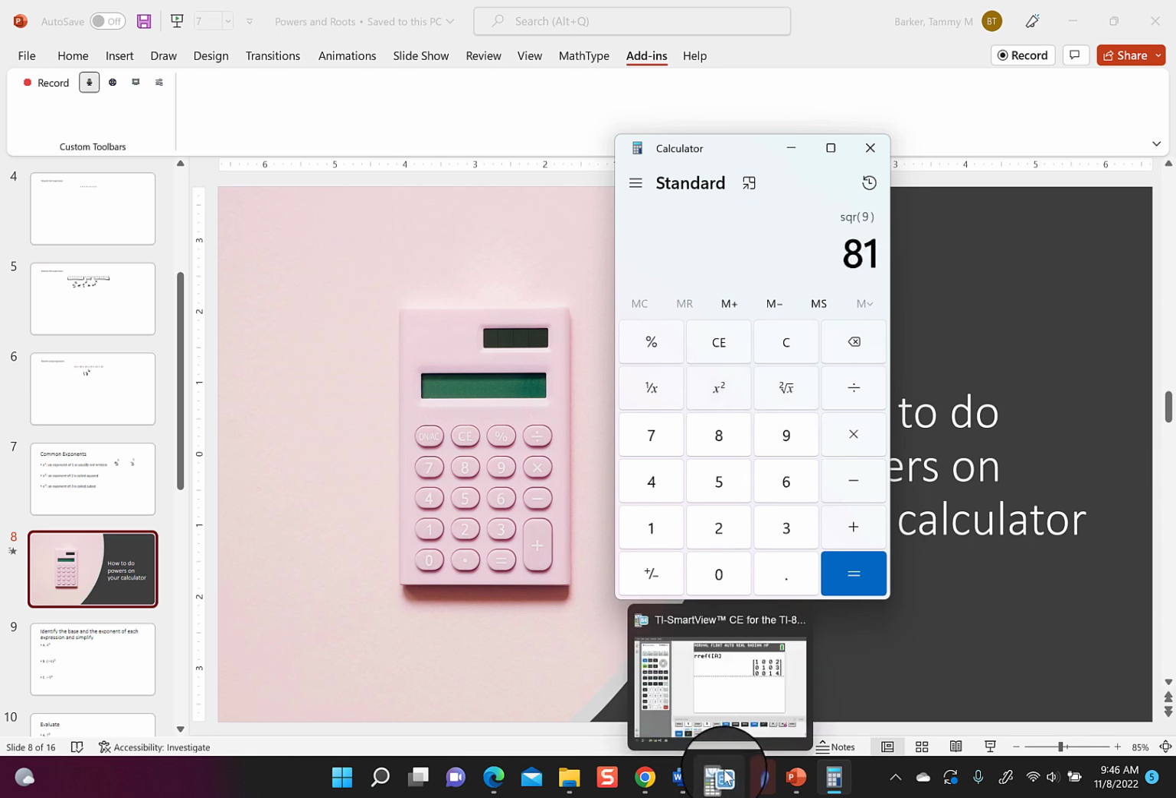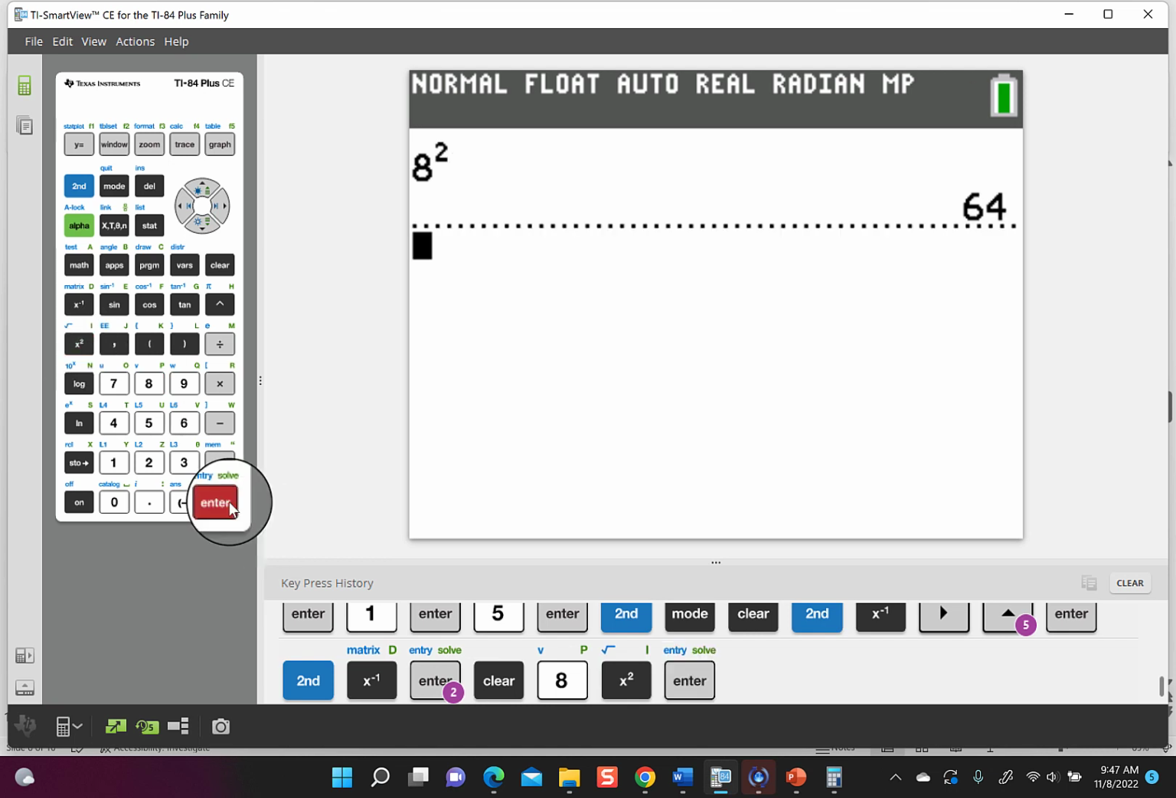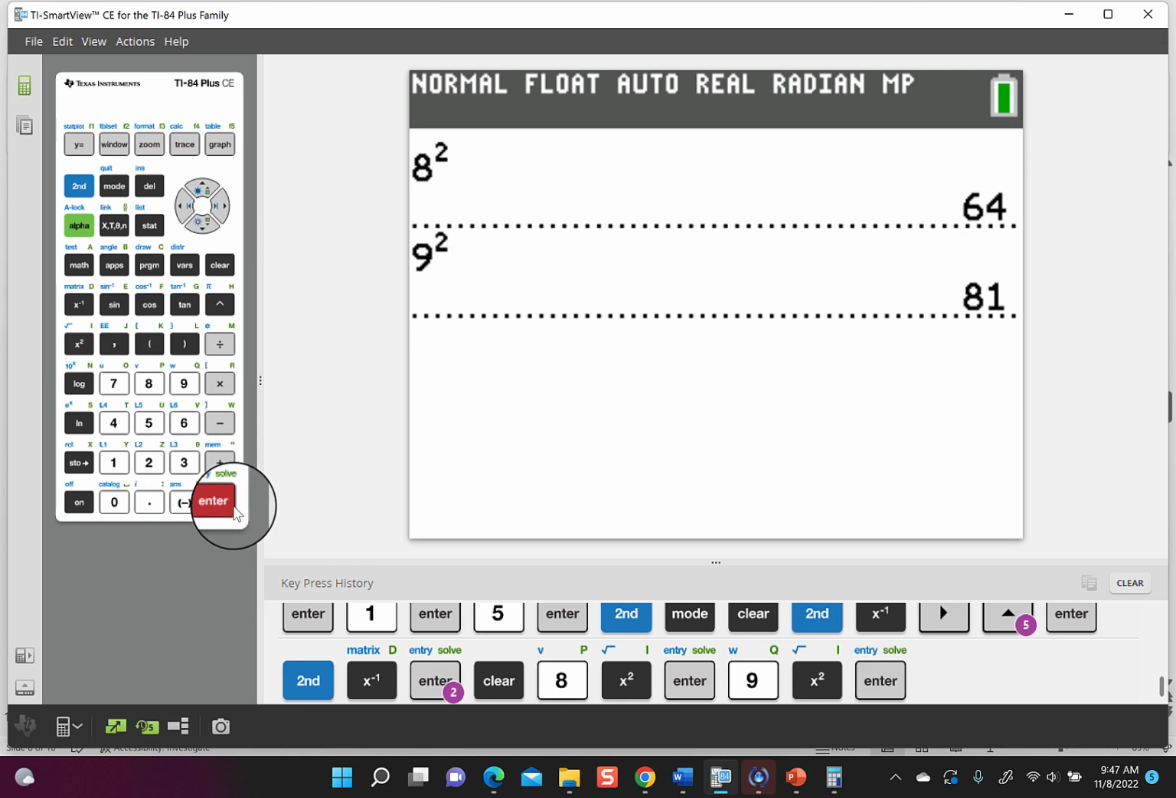Let's look at a different calculator. This is a TI-84 graphing calculator. I just want to show you it looks a little bit different. So here is 8. Over here I have squared. That does my exponent. I evaluate it. Let's do 9. I hit squared. I evaluate it. So it goes up.